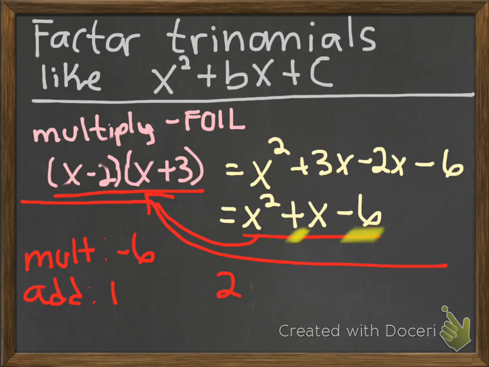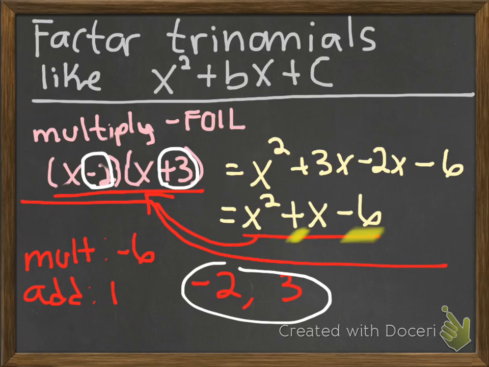Well, certainly 2 times 3 gives me 6. However, I want it to multiply to negative 6, so that means one of them will have to be negative. I also want them to add to 1, which means if I made it negative 2 and positive 3, that multiplies to negative 6, since negative 2 times 3 is negative 6, and it adds to 1, since negative 2 plus 3 is positive 1. So this negative 2 and 3, believe it or not, is not just a coincidence. These 2 numbers are exactly how we'll end up factoring.